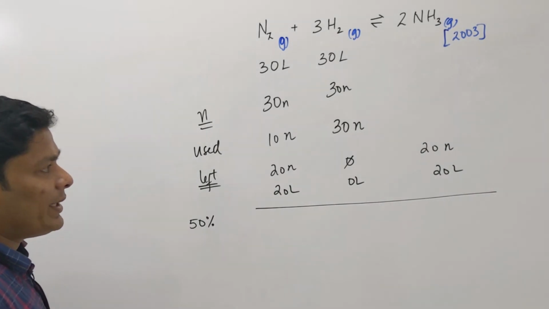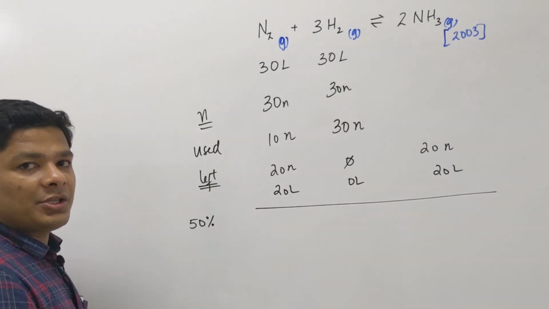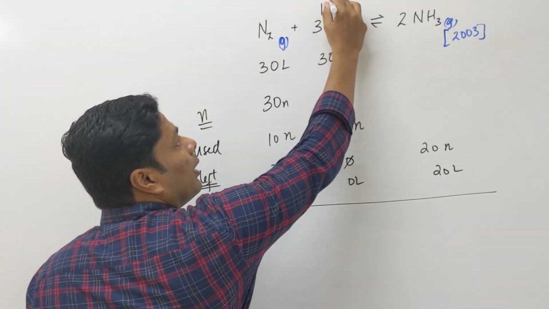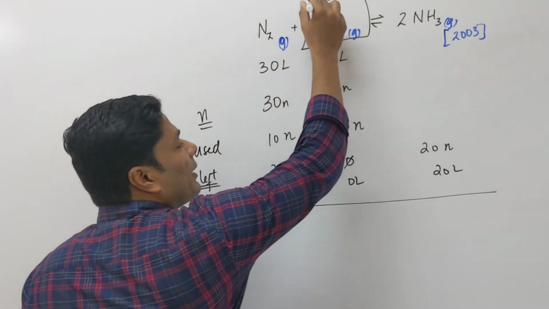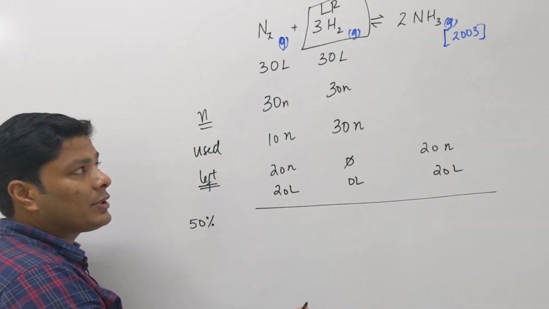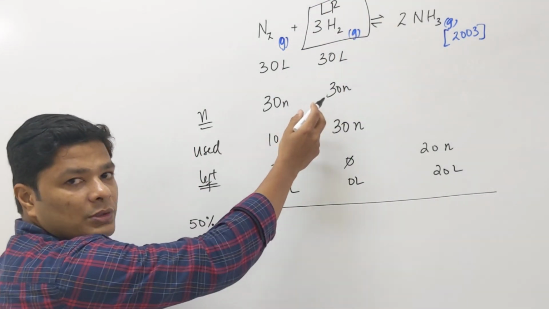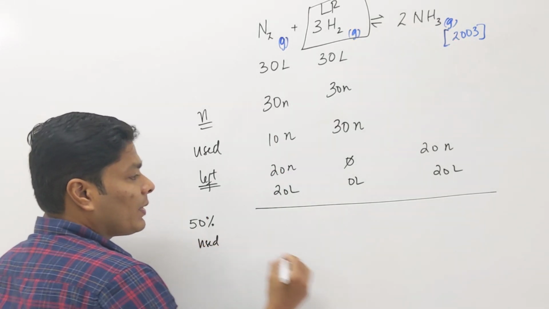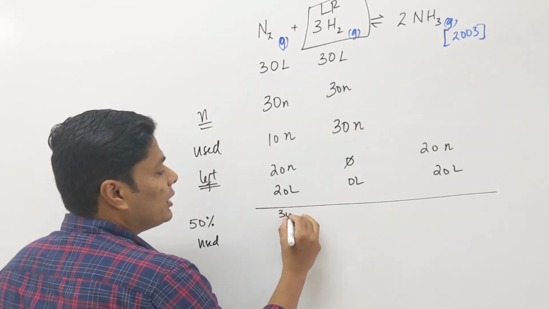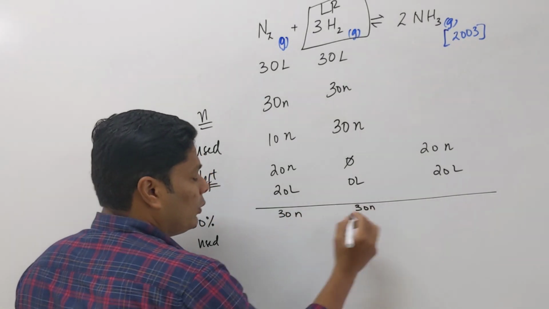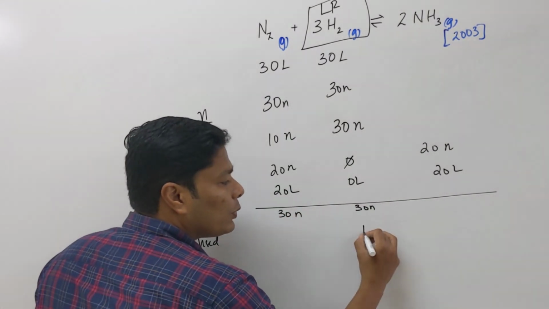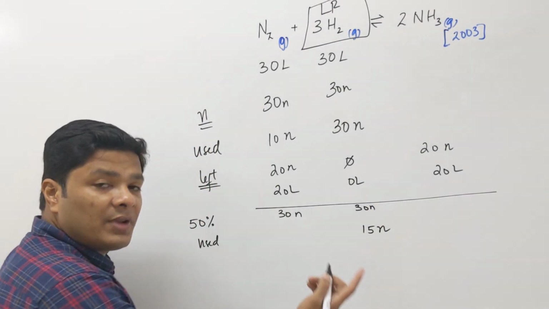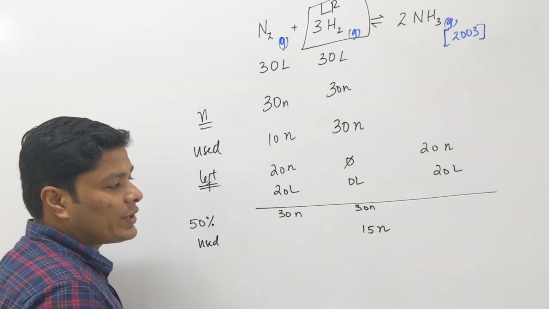Okay, 50% completed. Even then you have to go to the limiting reagent. Limiting reagent is hydrogen. 30 liters is given, we assumed it as 30 moles. If only 50% is completed, how much will be used? What is given is 30 moles. Used up will be 15 moles. Why 15 moles? Only 50% is used. At 100%, 30 moles would have been used.